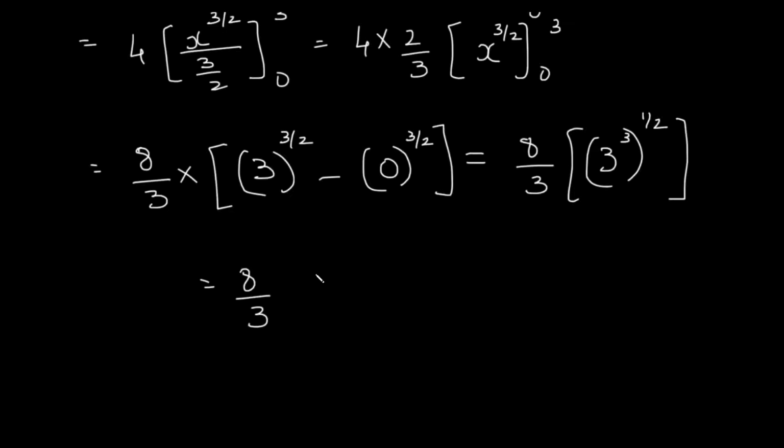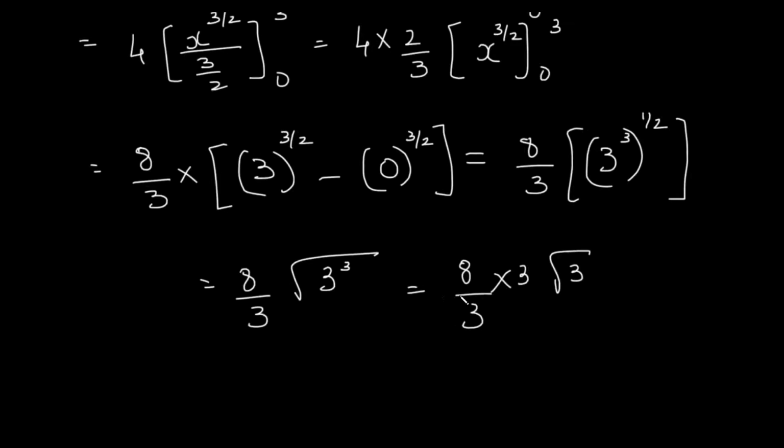Now 3 cube is 27. Or rather 3 raised to half. 3 raised to half is root of it, so we can write it this way. That is root 3 cube, which means from 3 cube, 2 of the 3's come out as 1 3. So this becomes 8 upon 3 into 3 root 3.